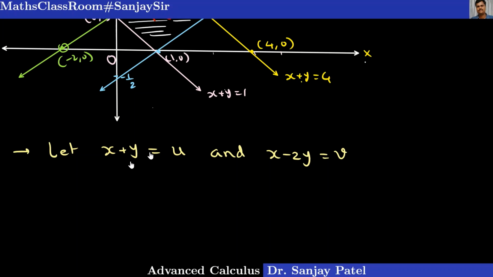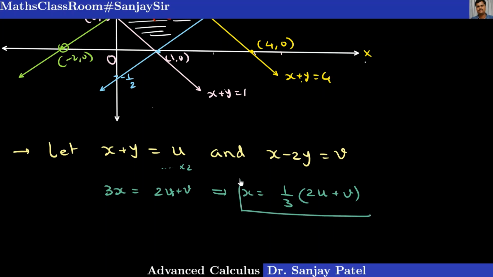Okay. Then the first step I want to do is to express x and y in terms of u and v. So if I multiply this equation by 2, then I'll get 2x plus 2y is equal to 2u, and then adding this equation, I will get 3x. 2x plus x is 3x, 2y and minus 2y will be cancelled, and 2u plus v. So that gives me x is equal to 1 by 3 times (2u plus v).